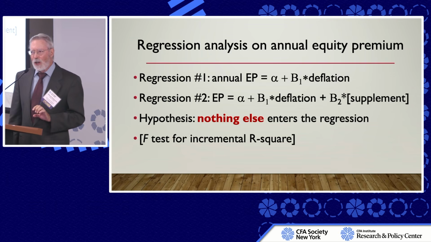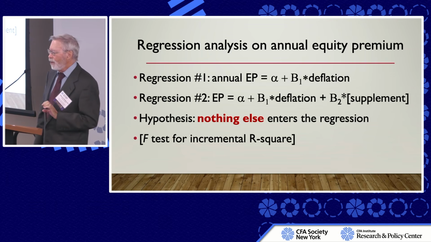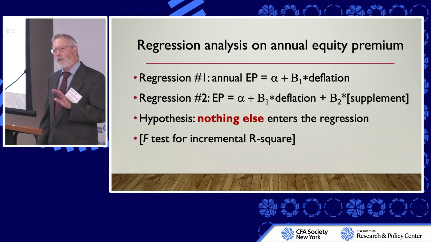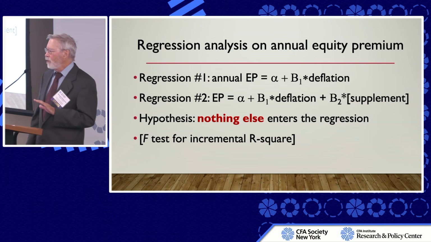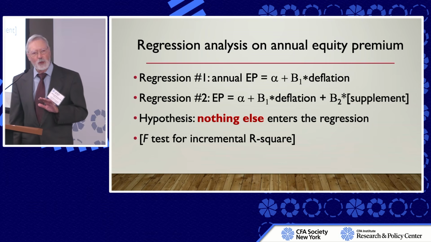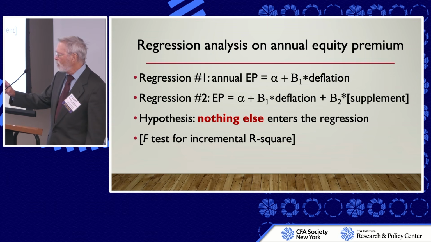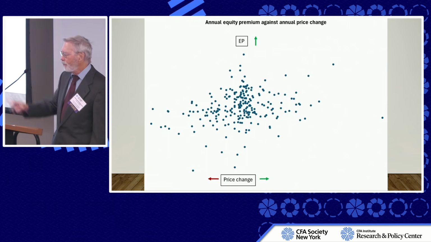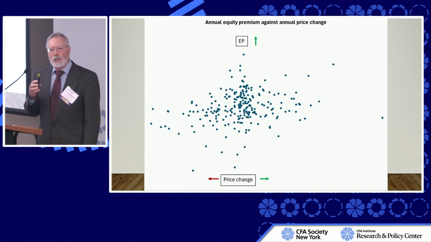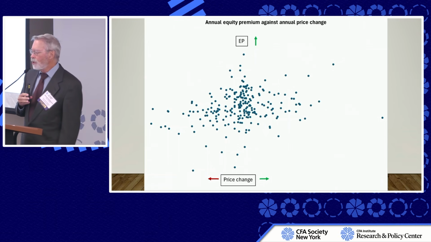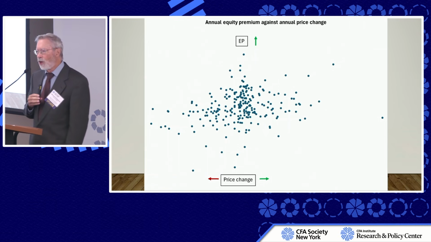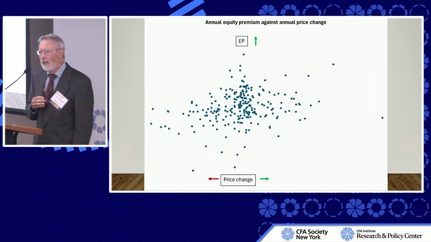But you darn well better know your regression analysis. So I'm going to look at the annual EP and regress it on various factors, and I'll more particularly look at a hierarchical regression. More on that in a minute. First of all, here's the scatter plot. Equity premium on the vertical axis, price change on the horizontal axis.